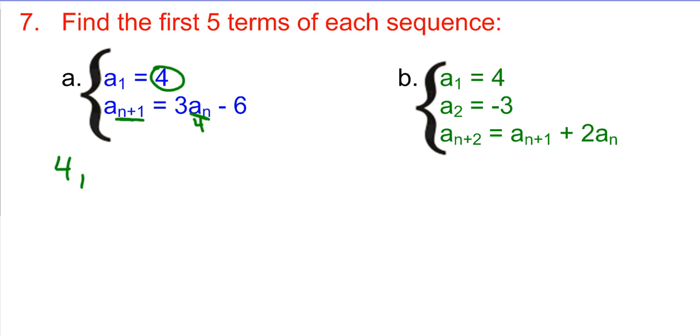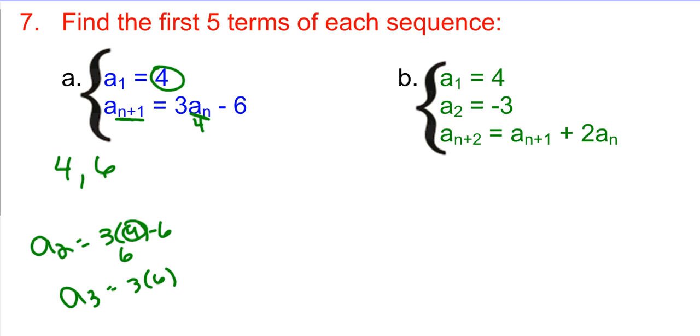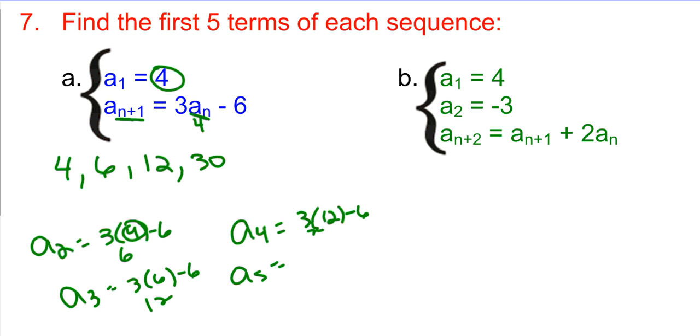So to find A2, that's 3 times 4 minus 6, so it's 6. So A2 is 6. To find A3, now you're going to put a 6 in this spot right here: 3 times 6 minus 6, so 18 minus 6 is 12. To find A4, you're going to go 3 times 12 minus 6, so that would be 36 minus 6 is 30. And then lastly, A5 is 3 times 30 minus 6, so 90 minus 6, and that's 84.